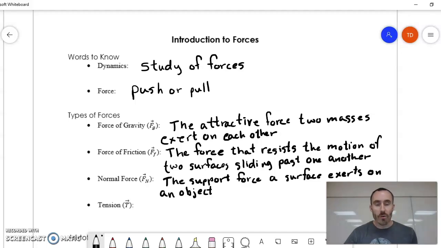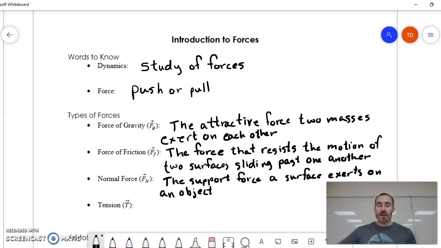Friction is a force that resists motion. Specifically, it resists two surfaces sliding past each other. It's why things slow down and stop. Now, the normal force is a bit of a strange one. I've written down that it's the support force a surface exerts on an object.